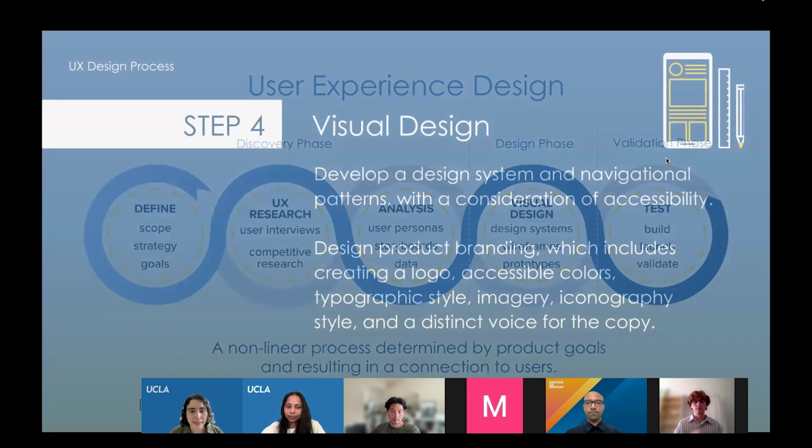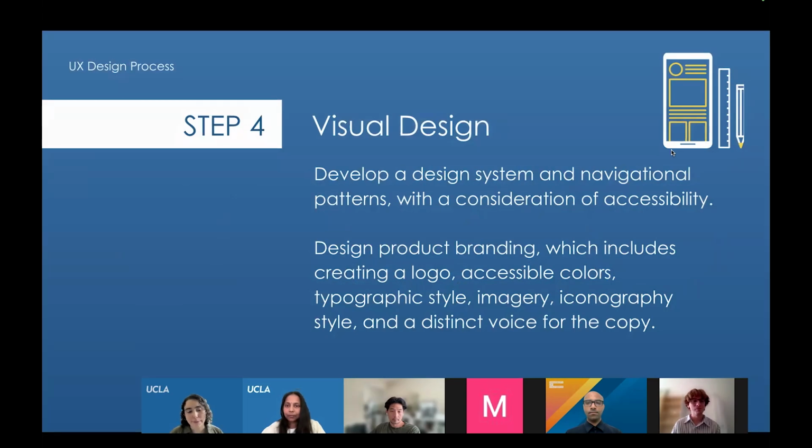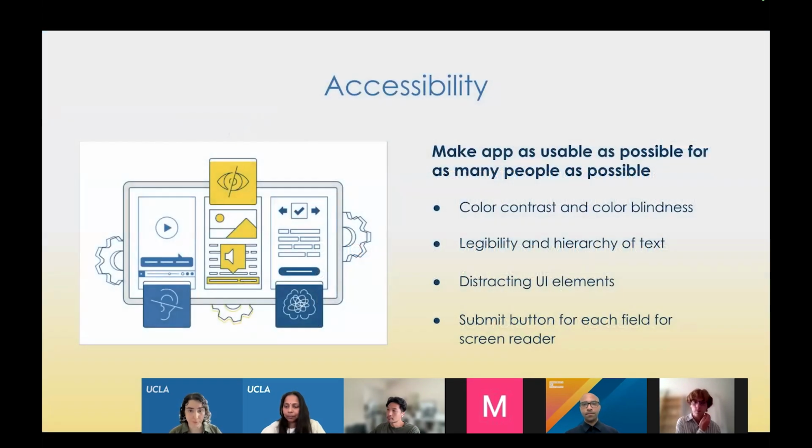And we're going to focus in on the visual design aspect today, looking at developing a design system and implementing product branding. And the first thing that we always think about when we start implementing the visual design is accessibility, because having good UX means making an app as usable as possible for as many people as possible.